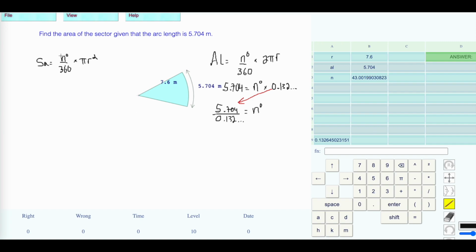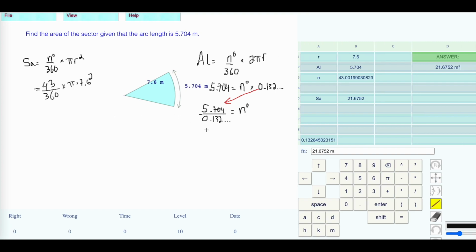The sector area is our n degrees, our 43, divided by 360 times pi times our r squared, which is 7.6 squared. The sector area is the 43 degrees divided by 360 times pi times 7.6 squared, which is 21.6572. That is my answer. The units are meters squared because it's area.